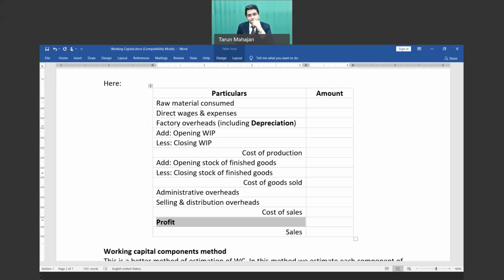Now I come to you and give you the calculator and I ask for money and you say, I'll give you after 2 months. You want a credit period of 2 months. So how do I handle it now?